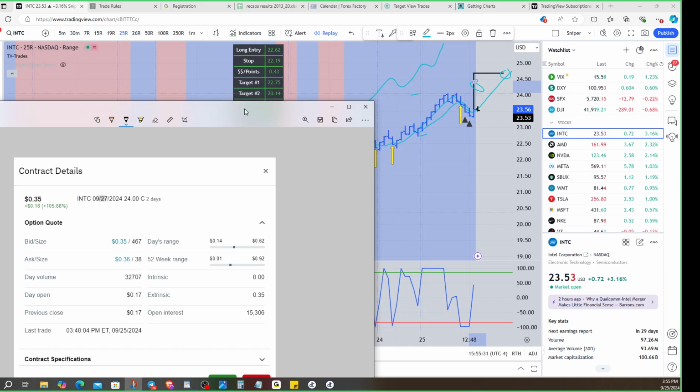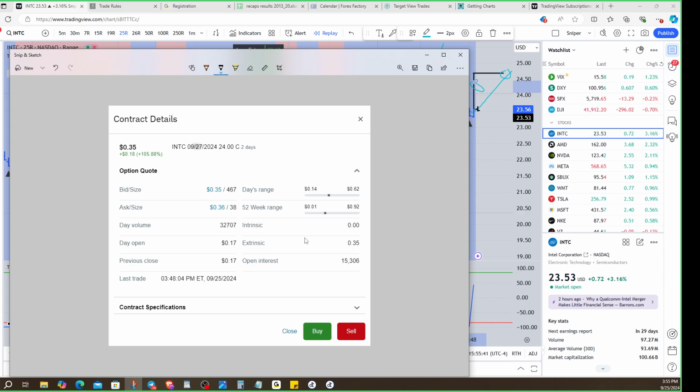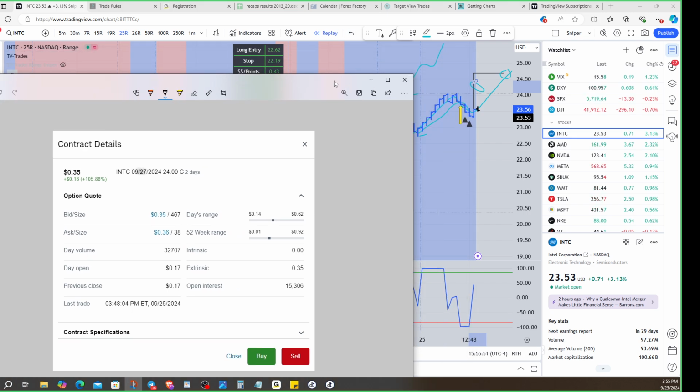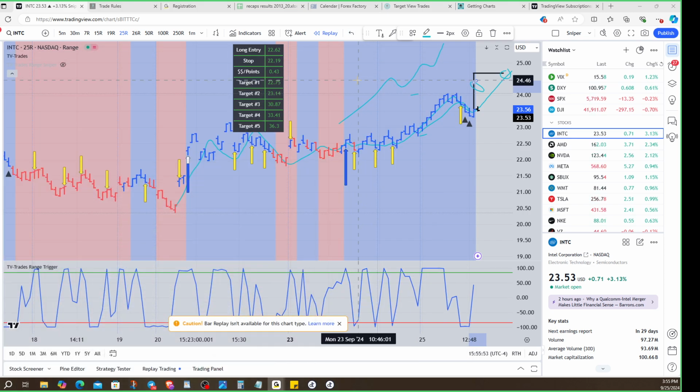They're 24 calls. And based on the information that we have on the chart right now, I'm suggesting it's going to get up here to 24.70 over the next couple of days. And if it does do that, then this will be worth a lot more than 35 cents. You can see it's up 105% today. And I expect it'd probably go up even more than that over the next 2 days as we get closer to expiration.